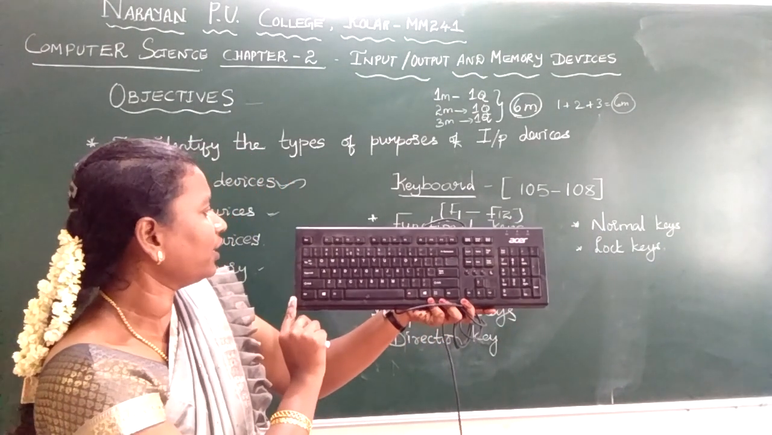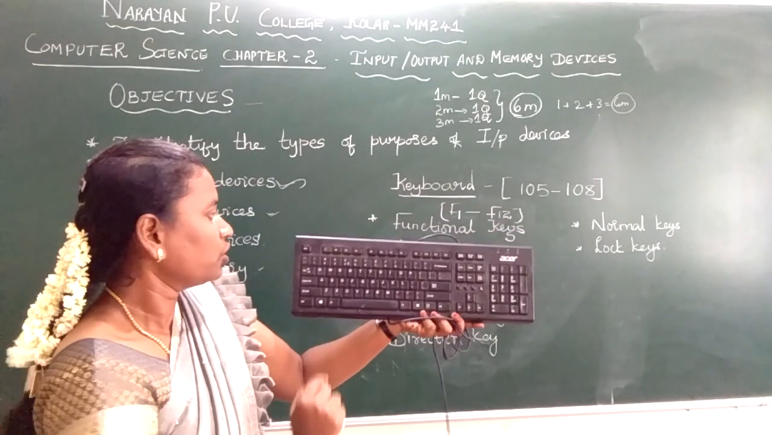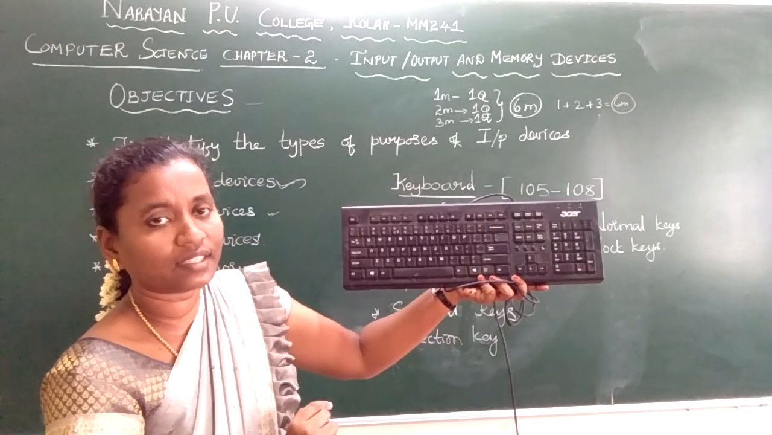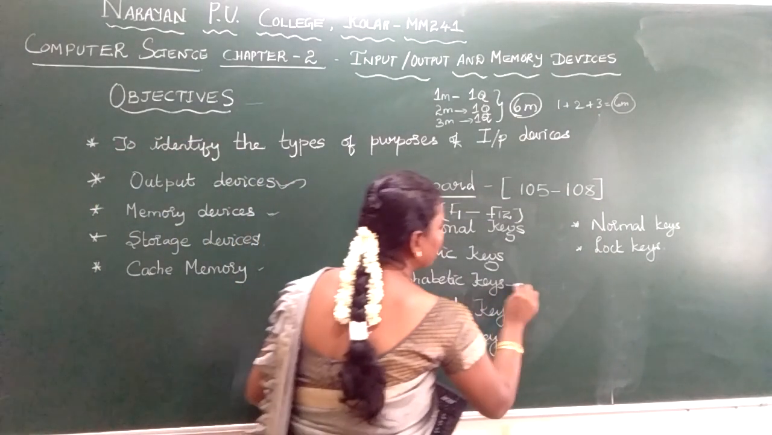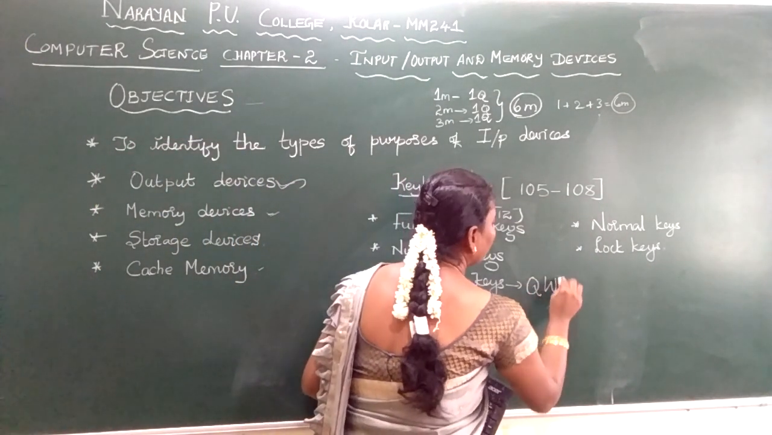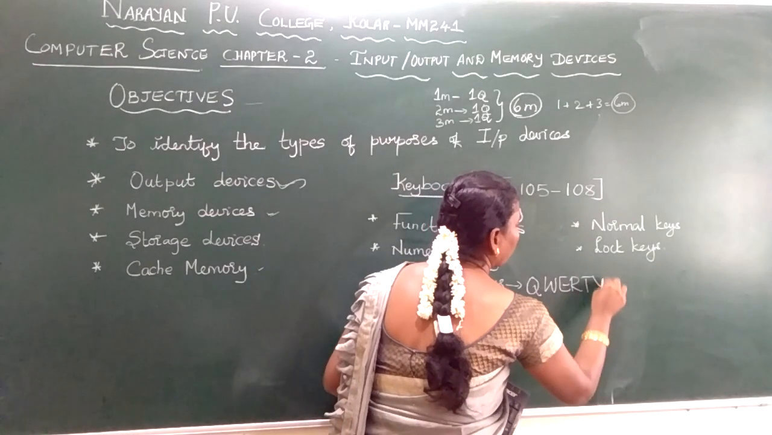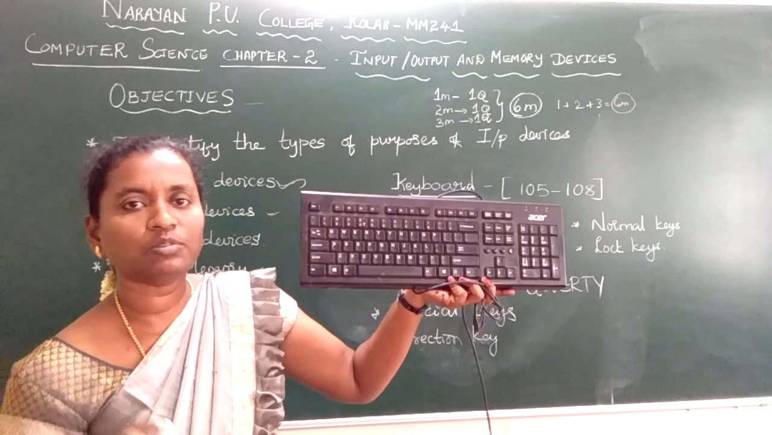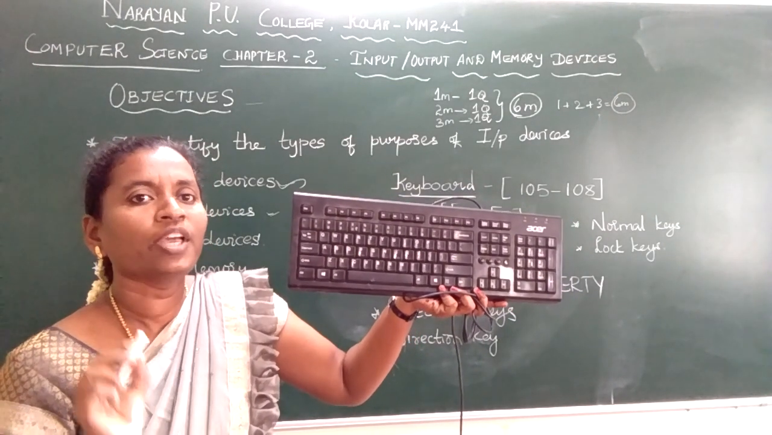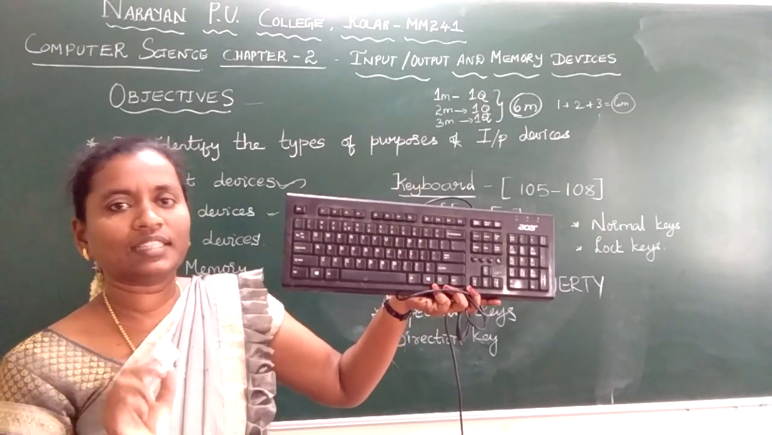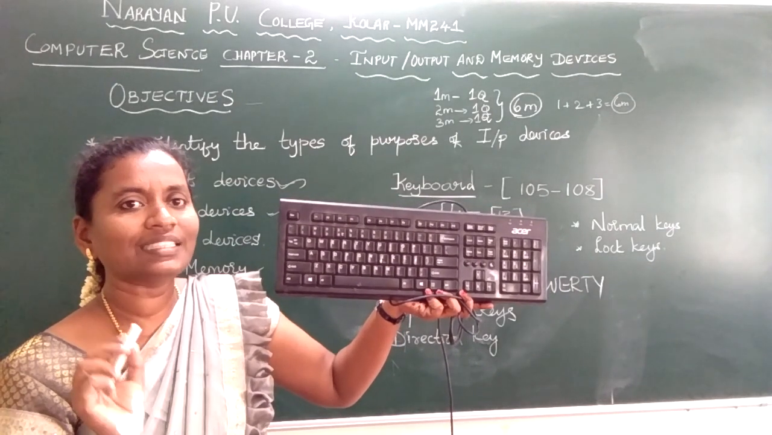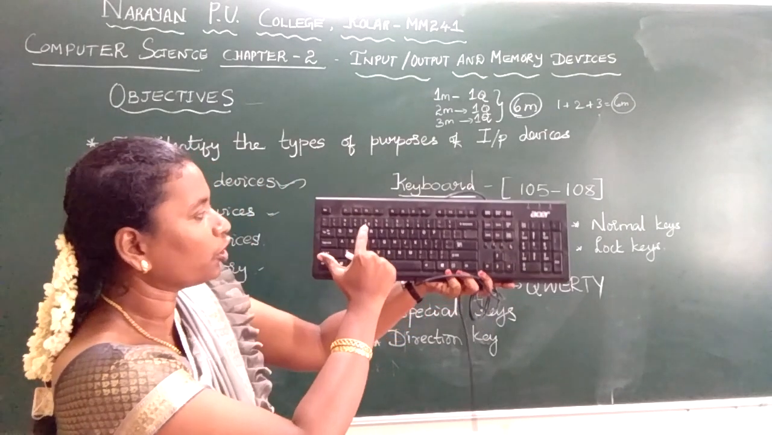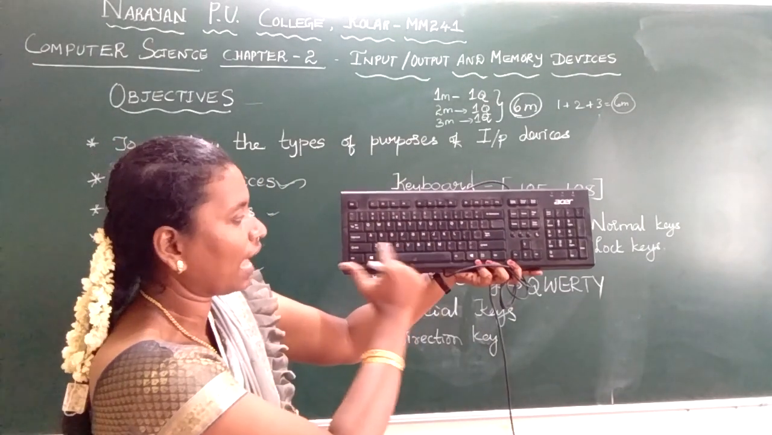Next, after the numeric keys, we have alphabetic keys. In the alphabetic keys, you will see the Q, W, E, R, T, Y pattern. Even in the typewriter, you will come across this Q, W, E, R, T, Y. It does not start from A, B, C, D. The standard keyboard always starts from Q, W, E, R, T, Y. So that is your standard keyboard. Next to your numeric keys, you have your alphabetic keys.